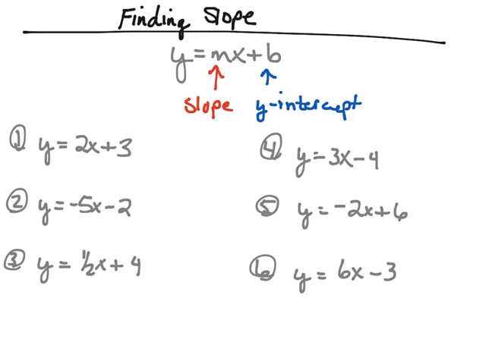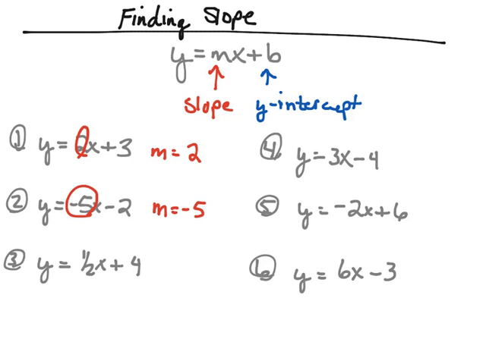So here we go. First one, y equals 2x plus 3. What we're looking for is the slope, which means we're looking for the number in front of the x, which in this case is 2. Therefore our slope is 2. And again, I'm going to use the letter m to represent slope. So the slope is 2. Number 2, we have y equals negative 5x minus 2. The slope for this equation is right here. Therefore our slope is negative 5.